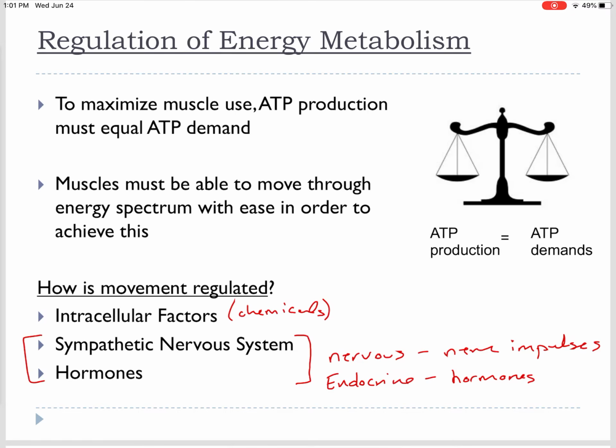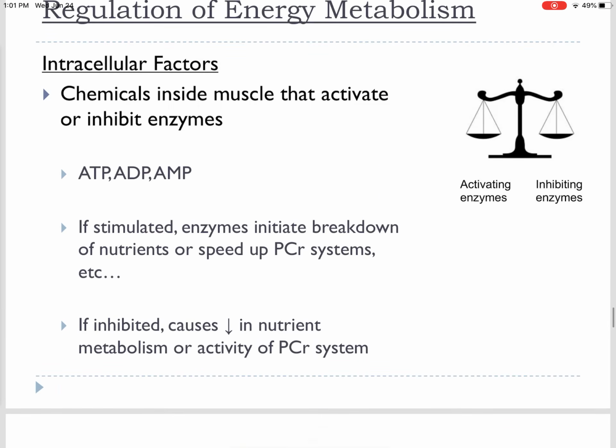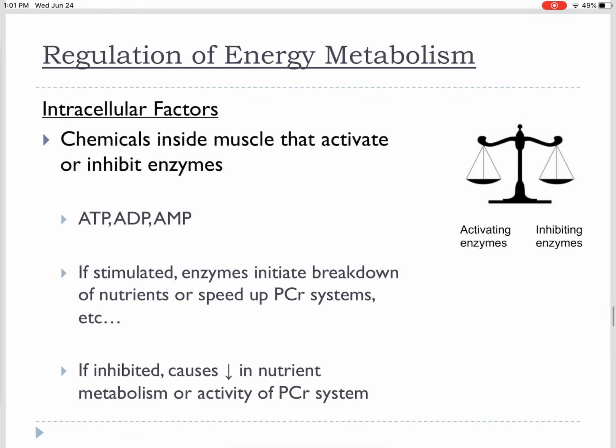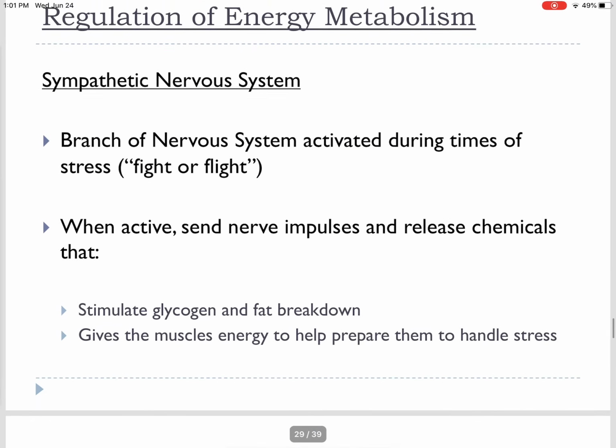So how do our muscles know what to do? How do they know when oxygen is available and they can switch into the aerobic metabolism? Because of nerve impulses and hormones. Let's keep it that simple. Nerve impulses and hormones. You don't need to know these chemical factors. They're there. You don't need to know them.